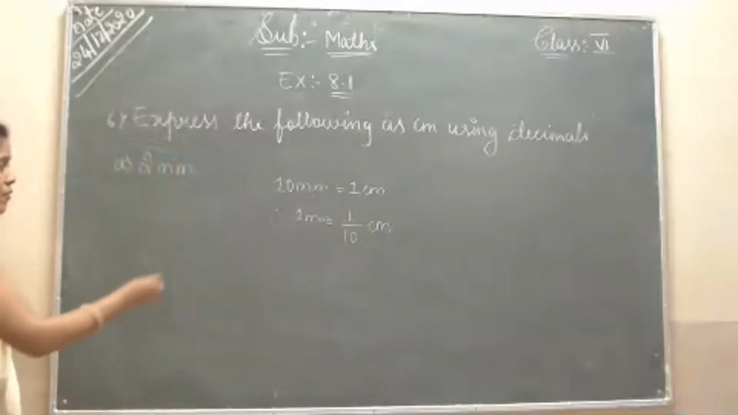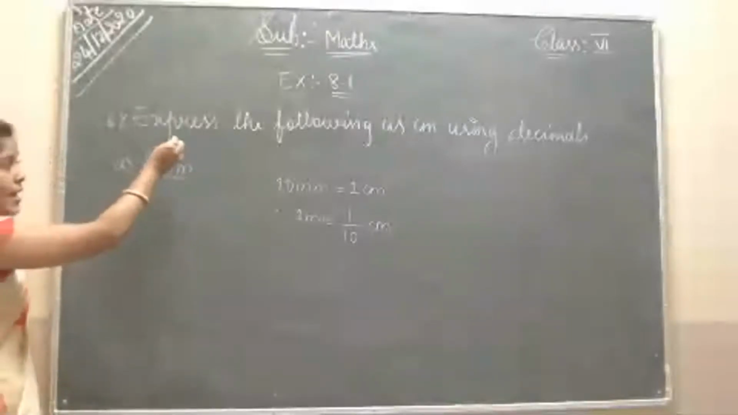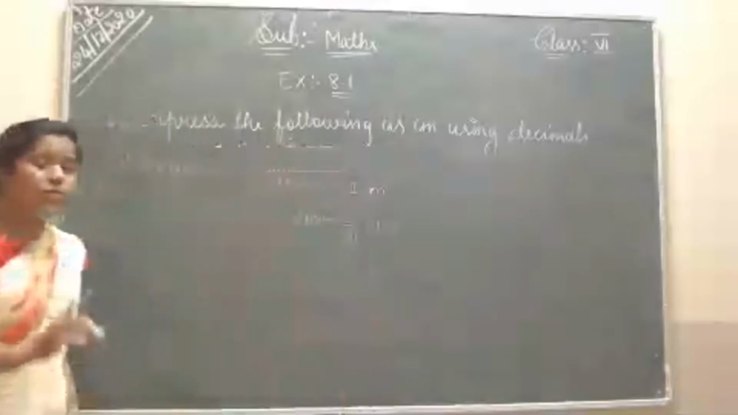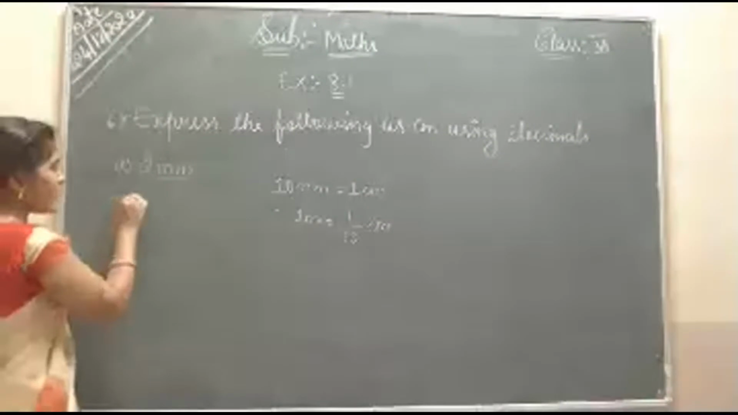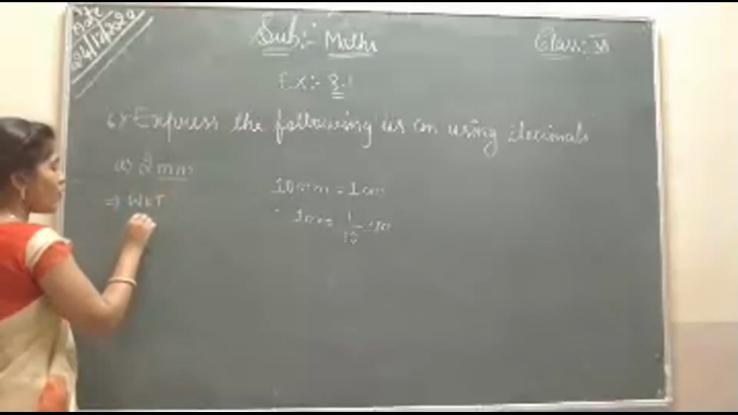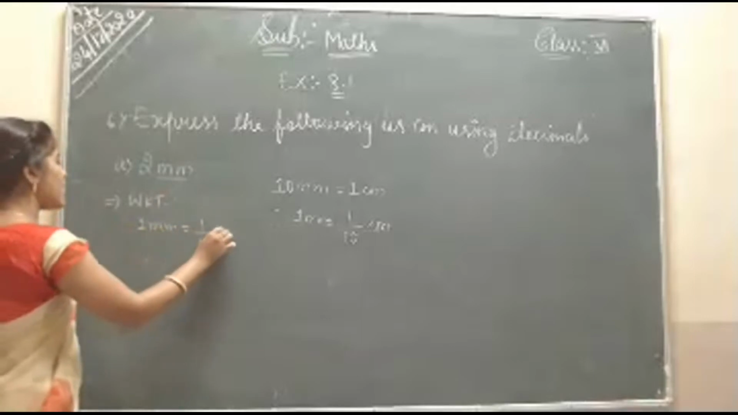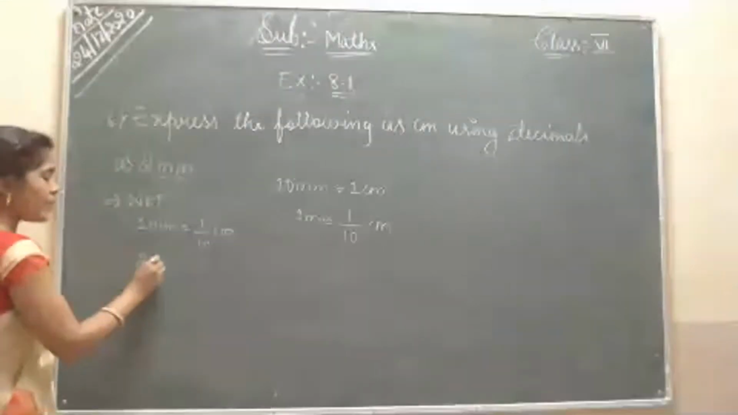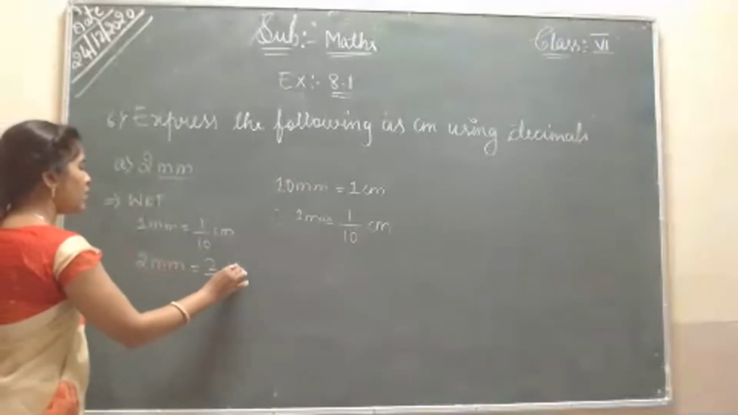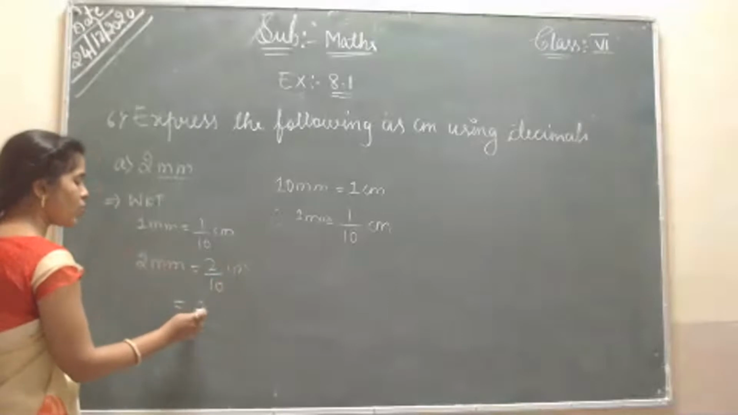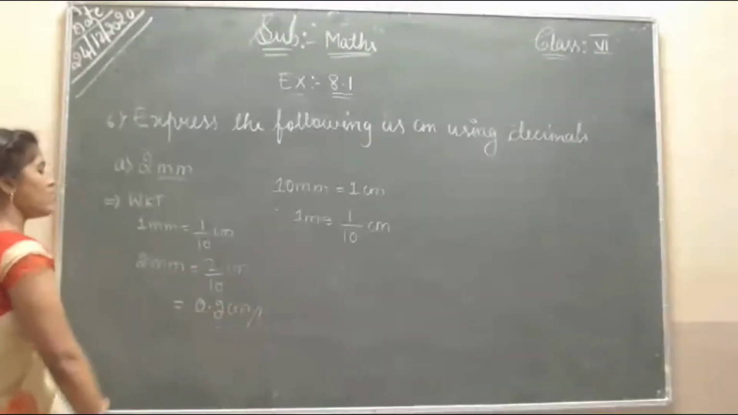Here we have to convert this millimeter to express the following as centimeter. First we have to convert, then we have to write in decimal. What we know is that 1 millimeter is equal to 1 by 10 centimeter. So 2 millimeter is equal to 2 by 10 centimeter. 2 by 10 is nothing but 0.2 centimeter. This is your answer.